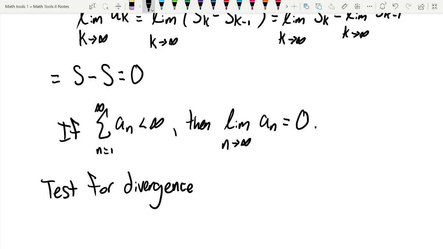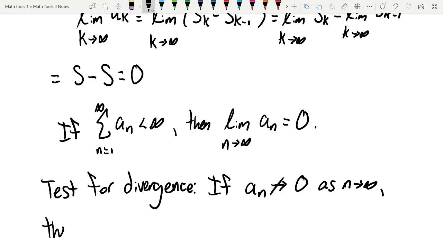The test for divergence says that if a sub n does not go to 0, this is one way to write "does not go": you do an arrow and you do a line through the arrow, as n goes to infinity, then that sum of that sequence diverges. So it diverges.